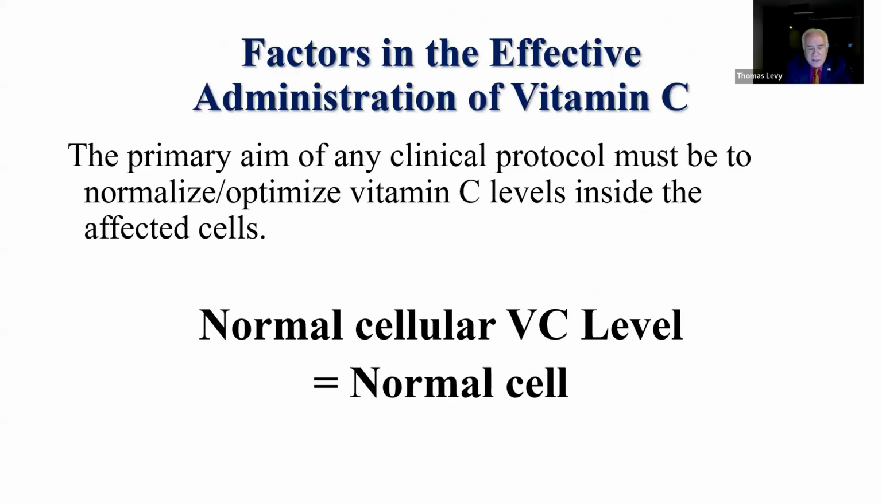So let's look at an important concept to keep in mind, not only for the rest of this presentation, but I would suggest for the duration of your clinical practice: the proper aim of any clinical protocol must be to normalize or optimize vitamin C levels inside the cell. And you see the statement there, and I guarantee it's correct. If you can attain a normal cellular vitamin C level, you have a normal cell.